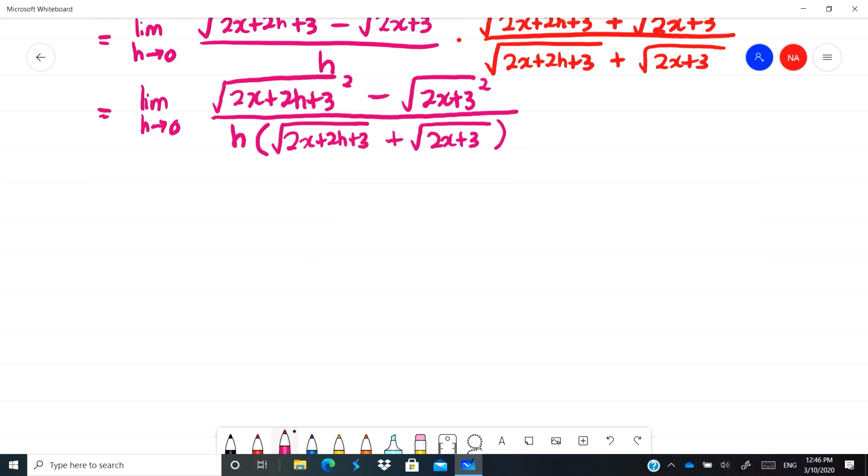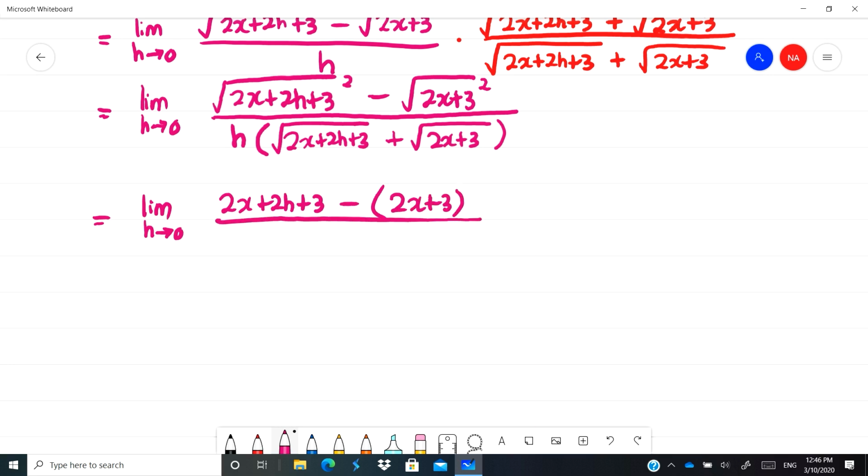Please take note that it will become limit as h approaching 0. The part that is left is the square root of 2h plus 3 minus the one, which will be put in the bracket. Everything in the denominator, you don't expand, you just copy everything: plus 3 plus square root of 2x plus 3.